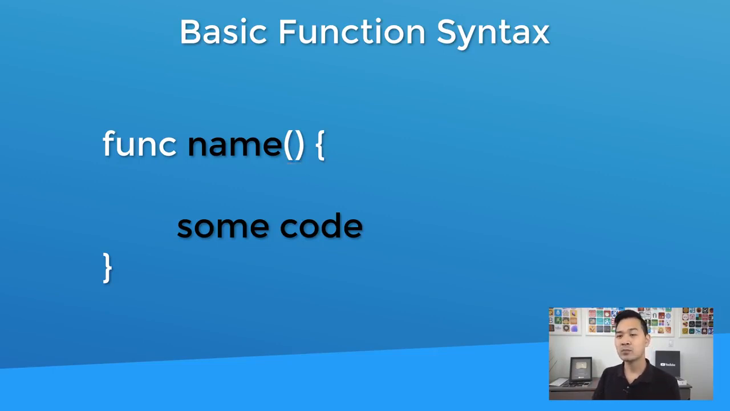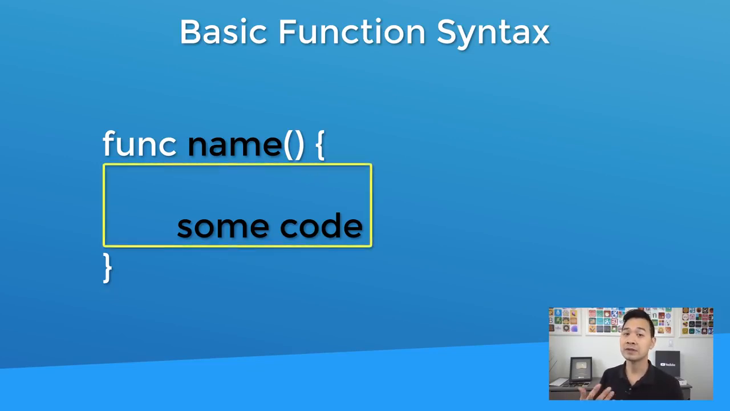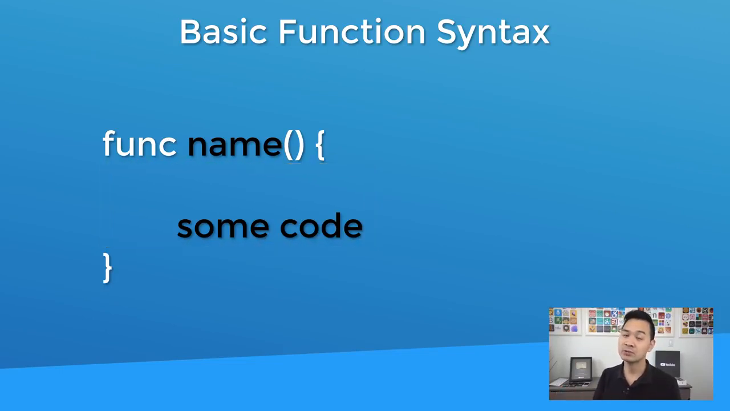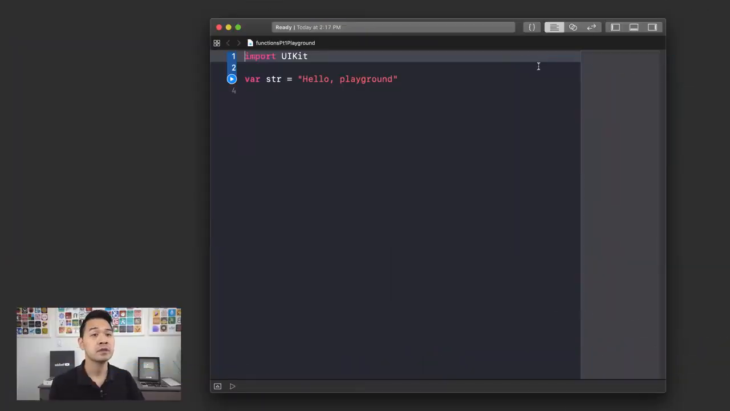All right, and then next up, we have a pair of curly braces. In between the curly braces is where you would define your code for that function. Any code you write in between those curly braces is going to get executed when you call the function by its name. Now let's go back to the playground and write a basic function.